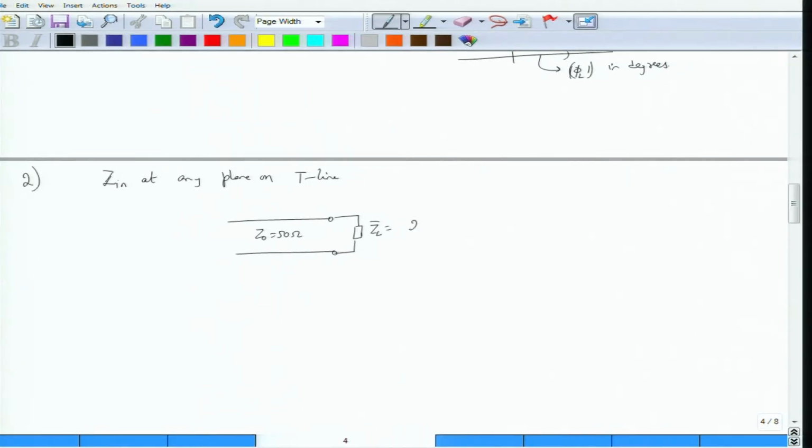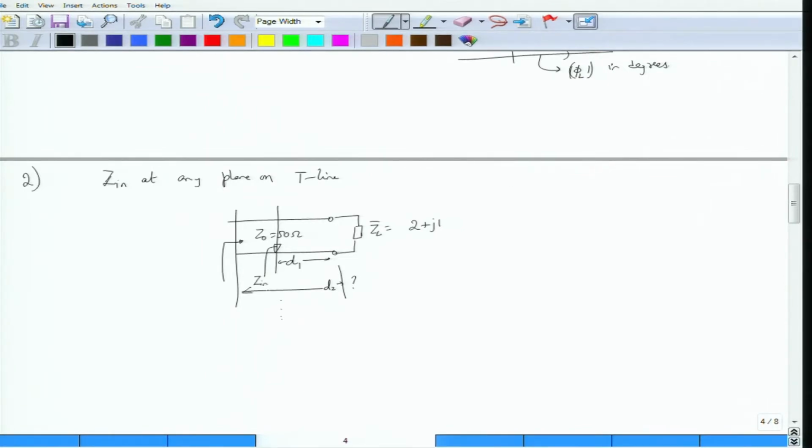load value is 2 plus J1. I have just changed the value over here. So this is 2 plus J1, the normalized impedance value. So you don't have to normalize ZL in this case. Now let's say what is the input impedance seen at this plane, which happens to be at a distance D1 from the load? What is the input impedance seen at this plane, which is at a distance of D2 from the load, and so on?